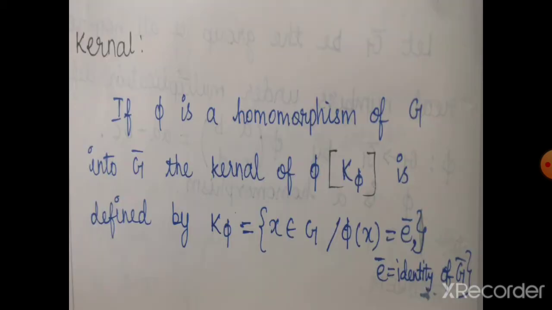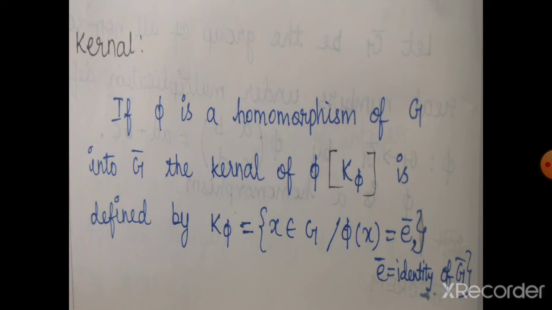So the next definition is the kernel. This is a very important 2-mark definition. Kernel means, if phi is a homomorphism of G into G bar, the kernel of phi, which we denote by K phi, is defined by K phi is equal to the set of x belongs to G such that phi of x is equal to E bar, where E bar is the identity element of G bar.